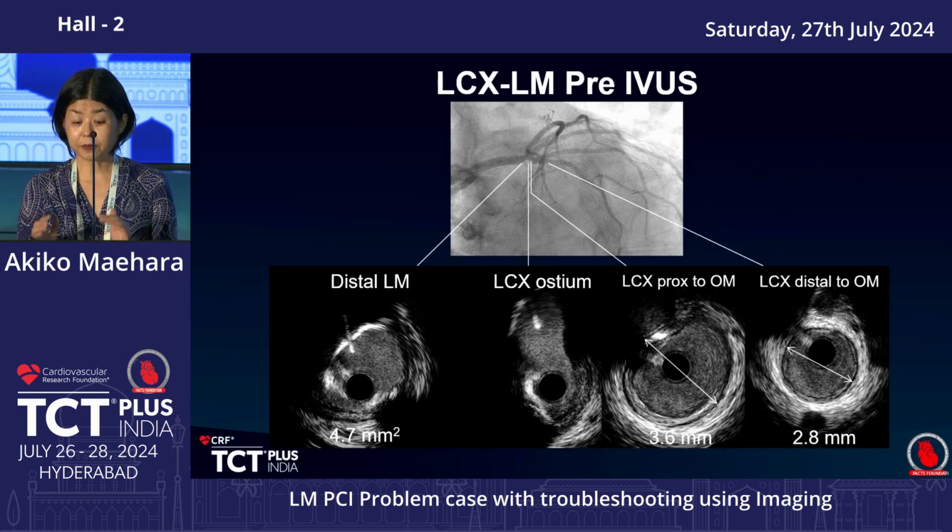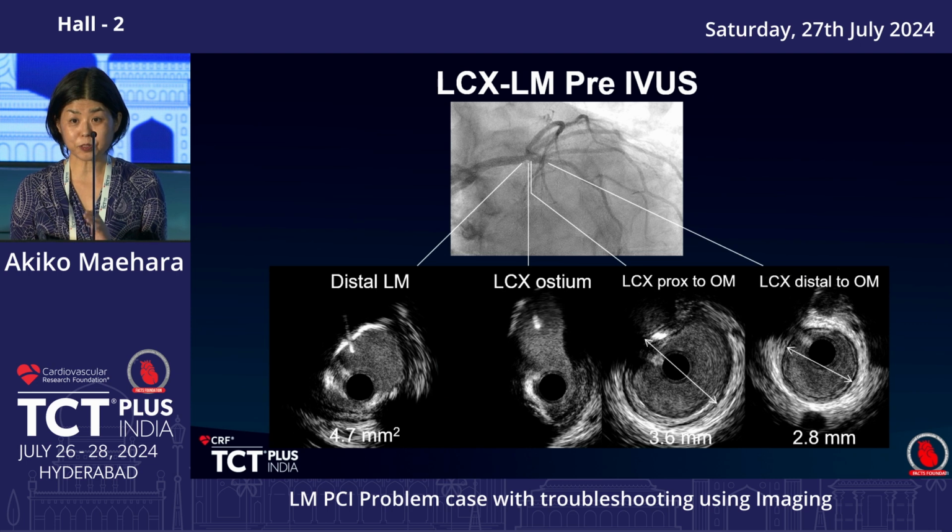We move to the circumflex, and I do think this is okay. Many people may choose provisional, but this time the operator chose the two-stent technique. That's okay too. This is ostial circumflex.